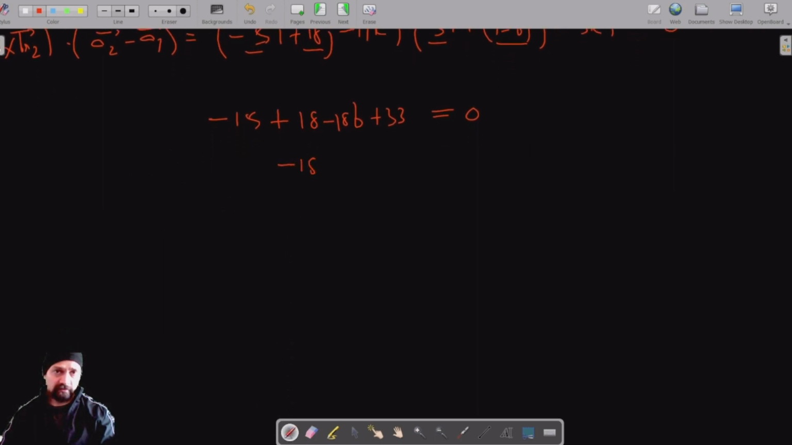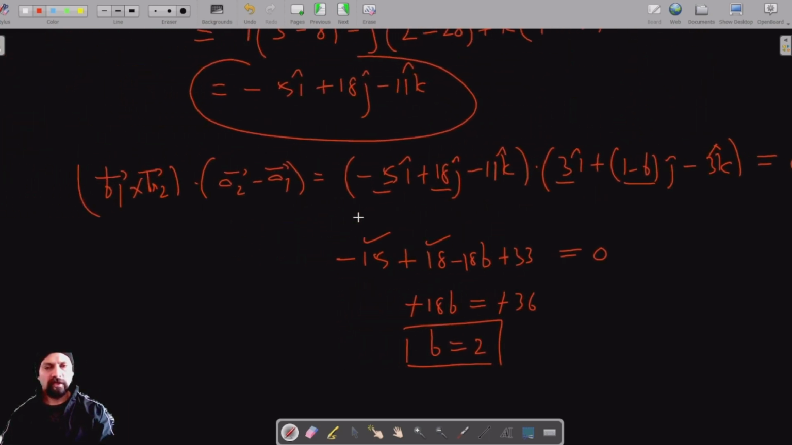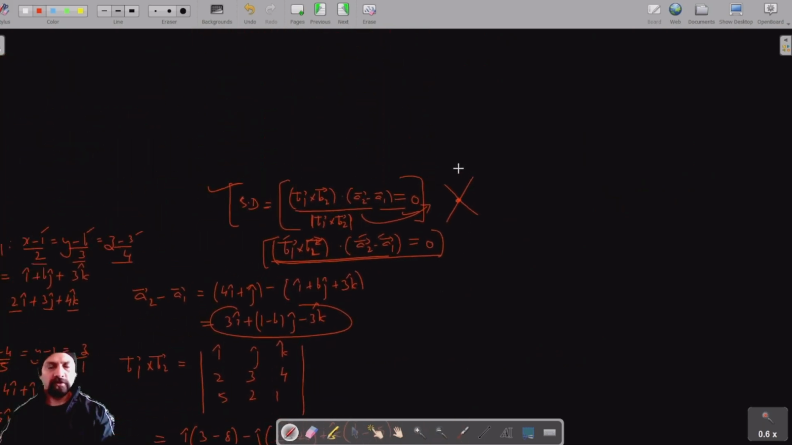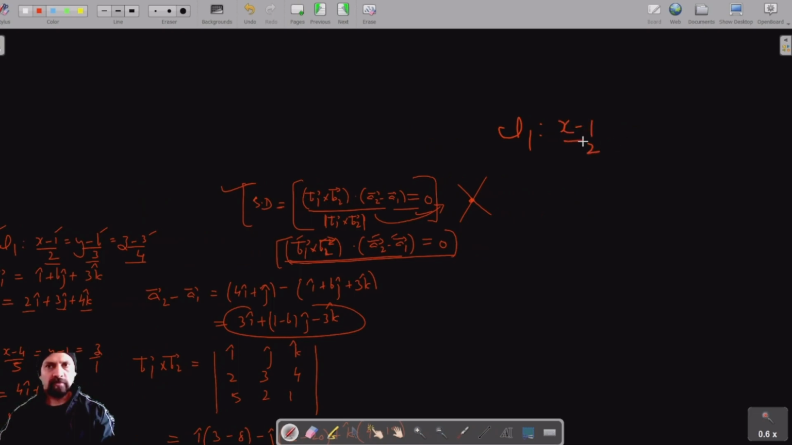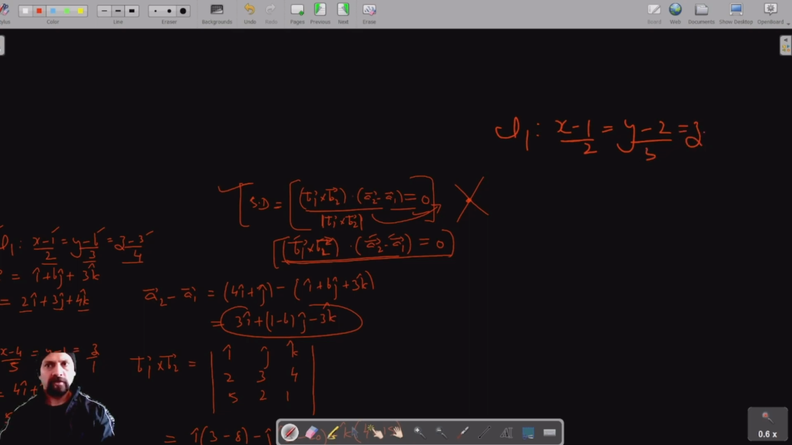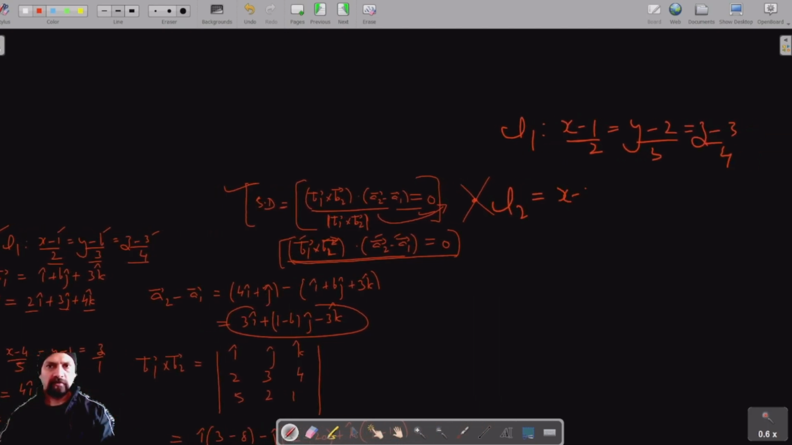So this gives us minus 18b equal to minus 15 plus 18 is 3, plus 33 is 36. When shifted to the right hand side, it's negative 36, so b is equal to 2. That means the first equation of the line L1 is (x minus 1) by 2 equals (y minus 2) by 3 equals (z minus 3) by 4. And the second equation of the line is (x minus 4) by 5 equals (y minus 1) by 2 equals z by 1.